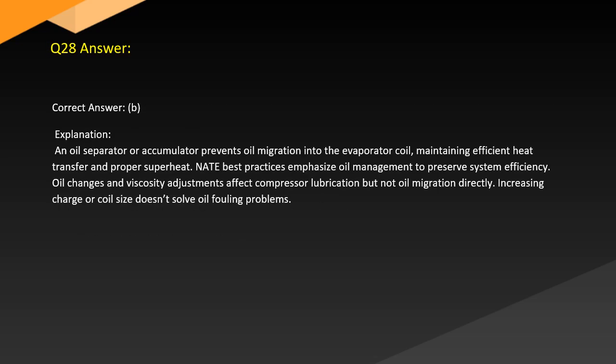Answer. Correct answer: B. Explanation. An oil separator or accumulator prevents oil migration into the evaporator coil, maintaining efficient heat transfer and proper superheat. NATE best practices emphasize oil management to preserve system efficiency. Oil changes and viscosity adjustments affect compressor lubrication but not oil migration directly. Increasing charge or coil size doesn't solve oil fouling problems.